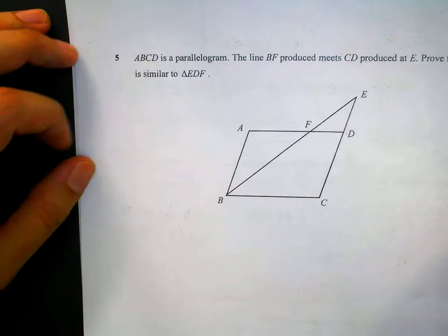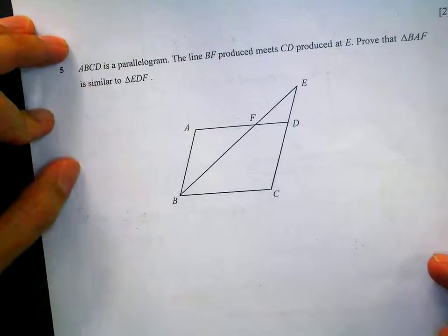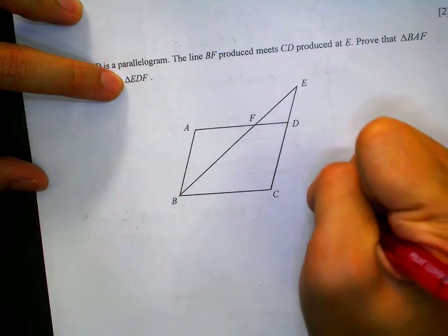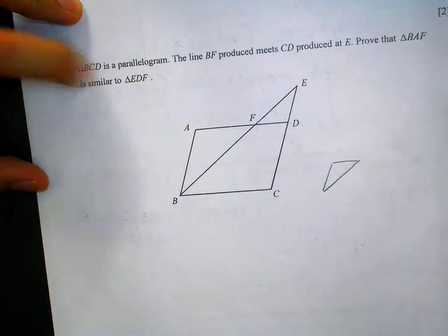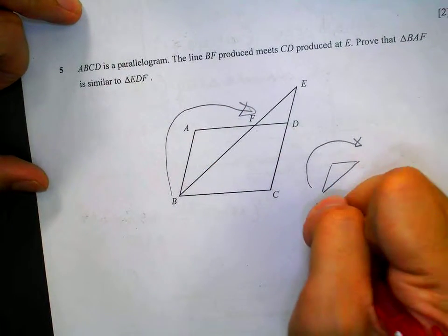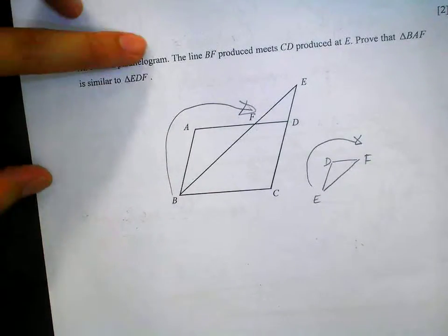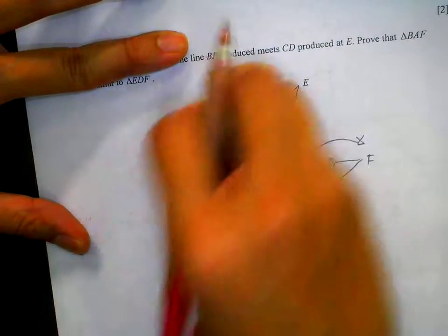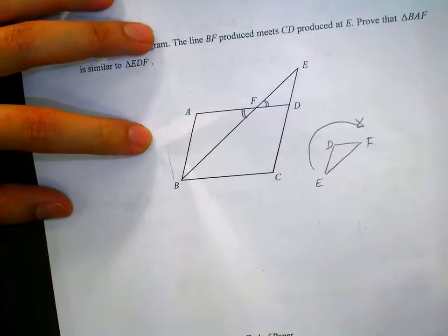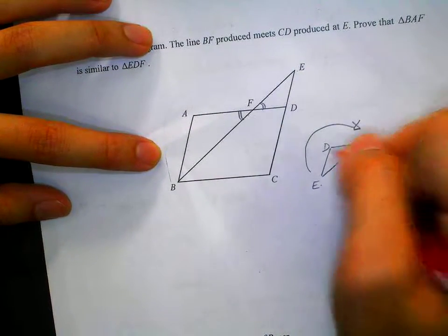One more minute. Question 5. Prove that two triangles are similar. BAF and EDF. I'll draw it in the same orientation, but this time it is smaller. EDF is smaller. So this being BAF, this must be EDF. Now let us draw in all the angles that are the same. Very clearly, we got vertically opposite angles, right? So this one, EFD, this must be the angle.